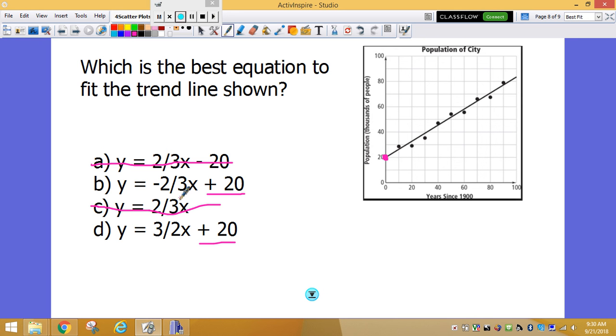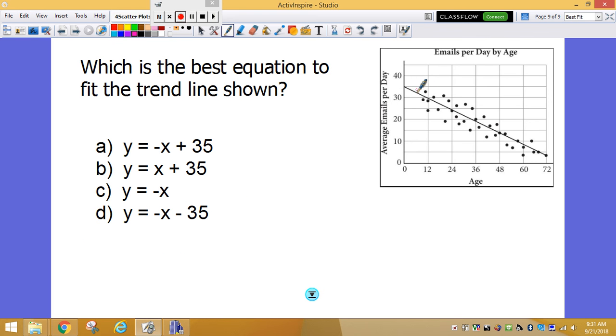And then I would look and say, well, this one is negative. This negative means that your line would go down, that your slope is negative. This means that your slope would go up, that it's positive. Well, look at this graph. Which way does this line go? It goes up. So D is going to be the line of best fit for that.